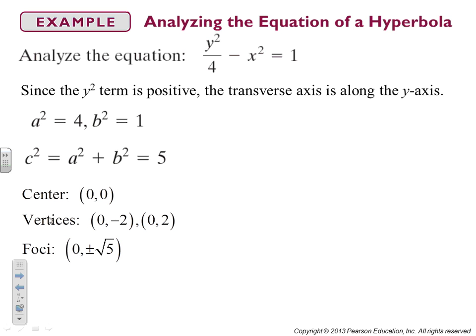Our center is 0, 0. Vertices are at 0, negative 2, because a is 2, and 0, 2. Our foci are at 0, comma, plus or minus root 5.